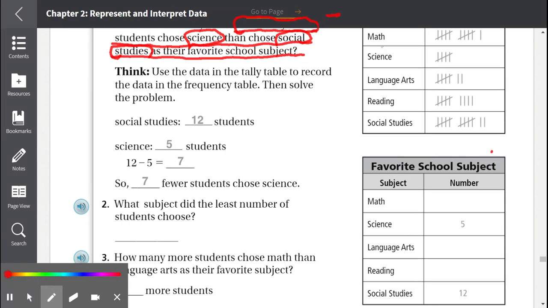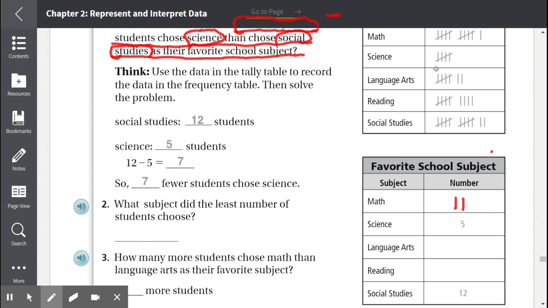Let's count math. Math had 1, 2, 3, 4, 5, 6, 7, 8, 9, 10, 11. So 11 students chose math as their favorite subject. So I'm going to write down 11. Now let's count science. 1, 2, 3, 4, 5. There were 5 students who chose science as their favorite subject. And we already have the 5 here.